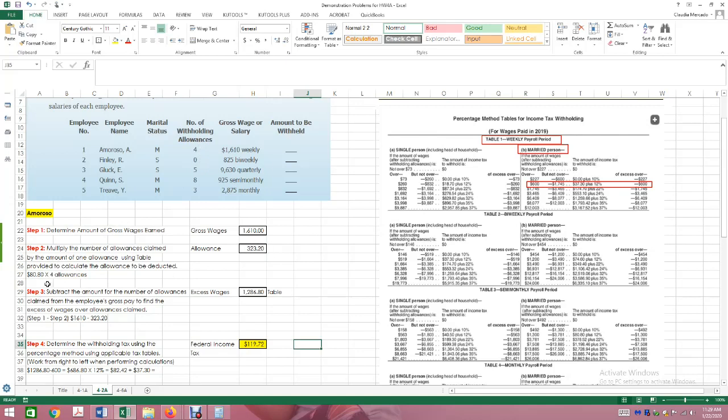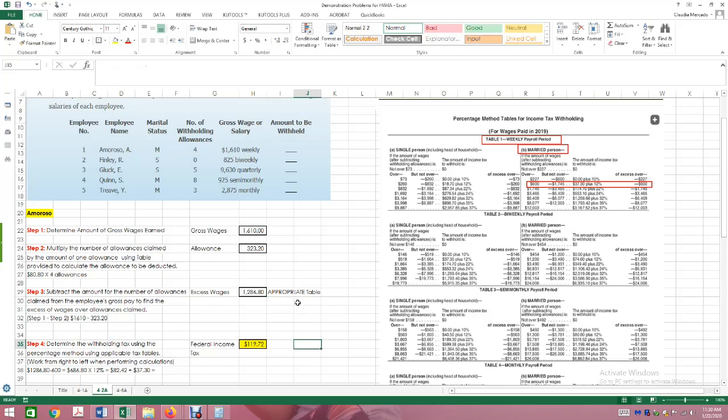Step 3, you subtract step 2 from step 1 to calculate the actual amount that is taxable. Okay. So $16.10 minus $323.20 will give you $1286.80. Okay, this is the taxable wages. This is the actual amount that you're subject to be taxed on, which is your gross wages minus any allowances that you earn. Okay. So once you figure this out, you're gonna look for this number on the appropriate table.